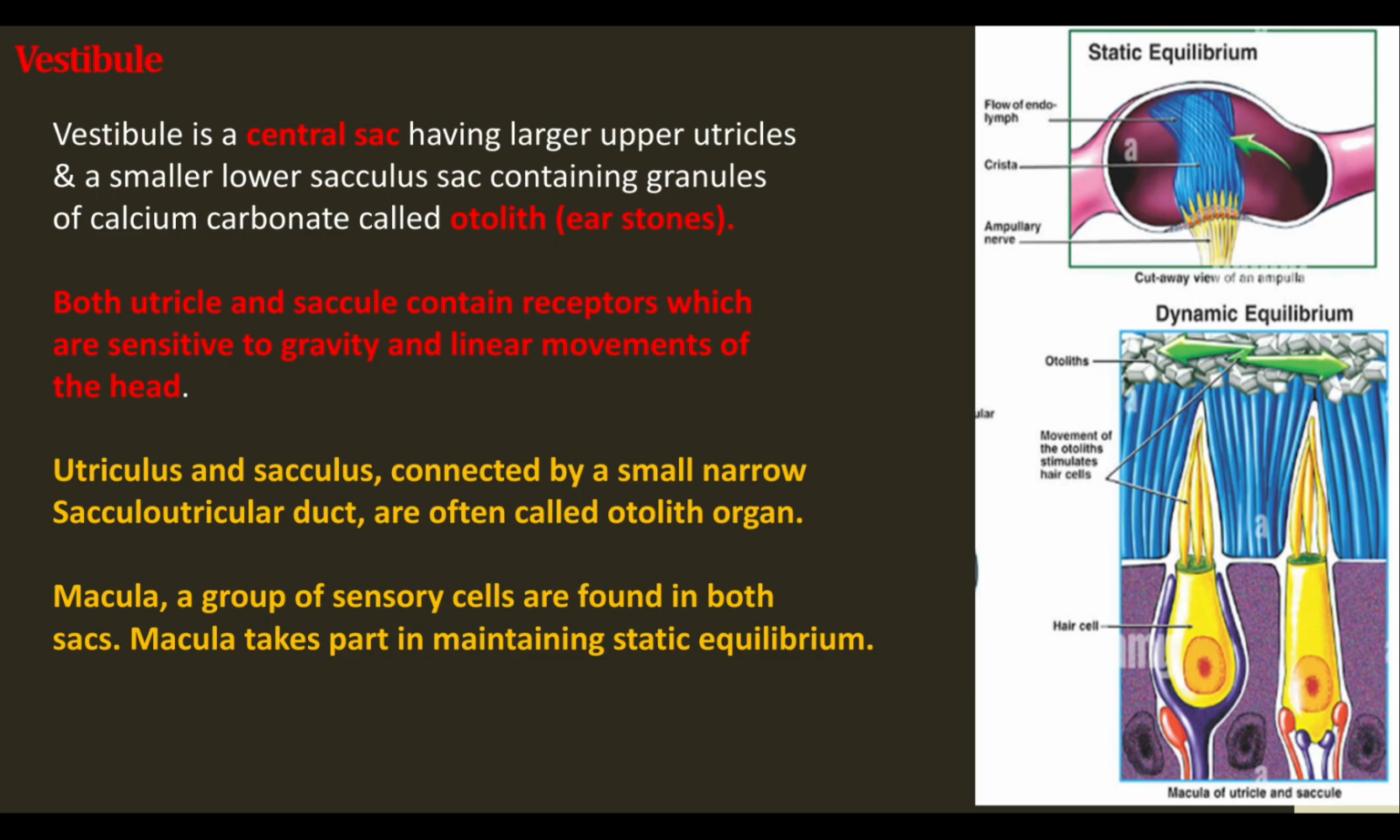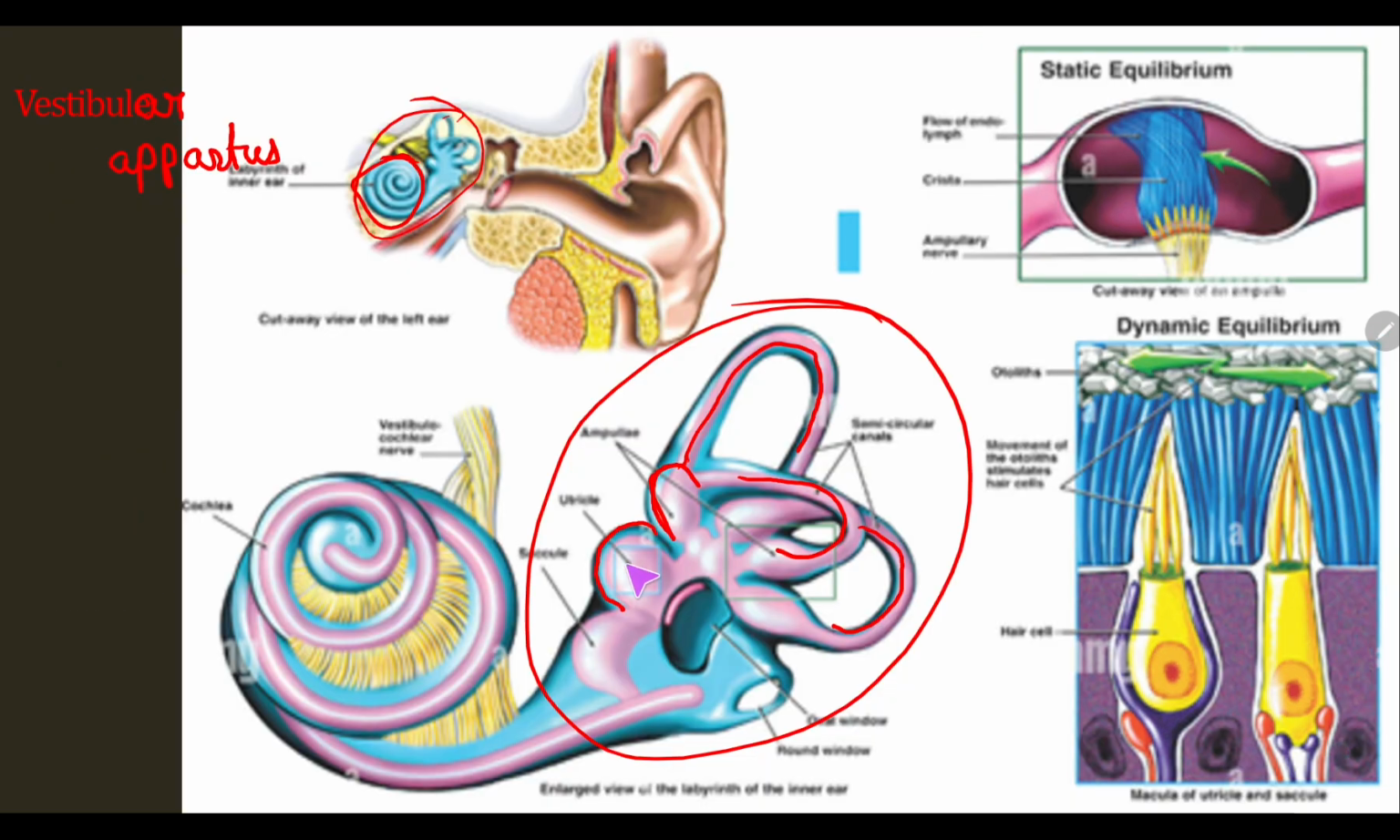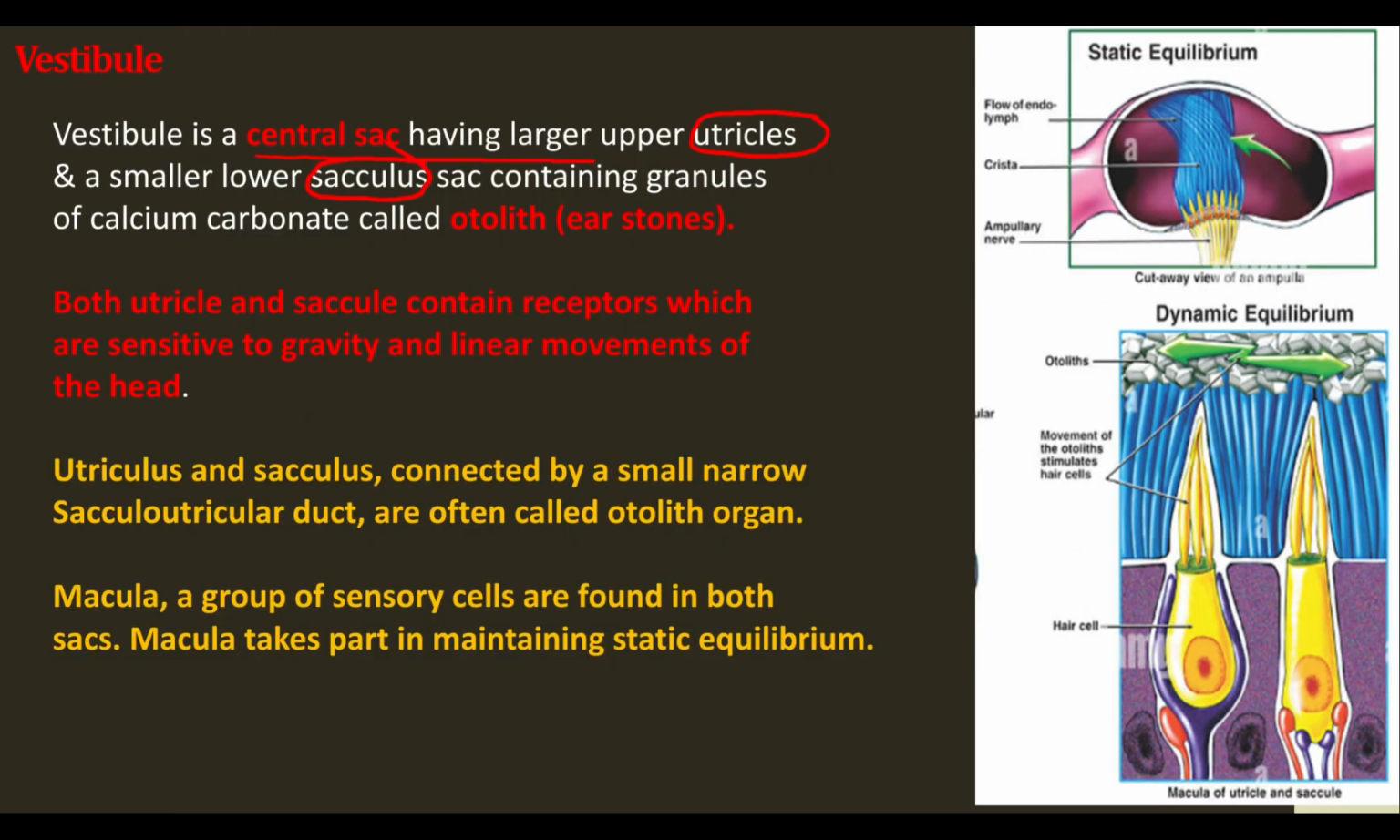Now come to vestibule. The vestibule is the central sac-like structure having the upper utricle, and then the smaller lower saccule. You see, students, they are sac-like structures. They are all made by membrane, utricle and saccule. This utricle and saccule are for balancing our body.